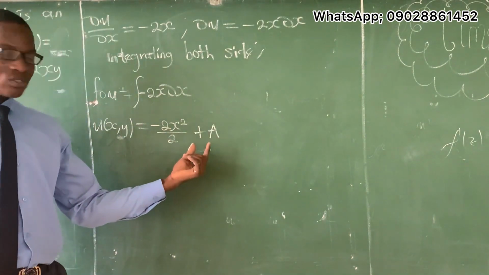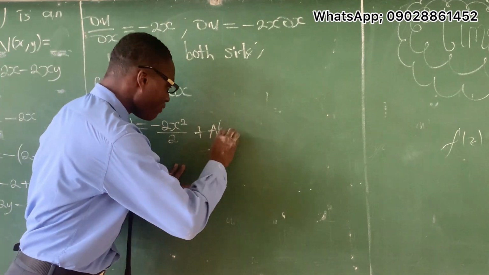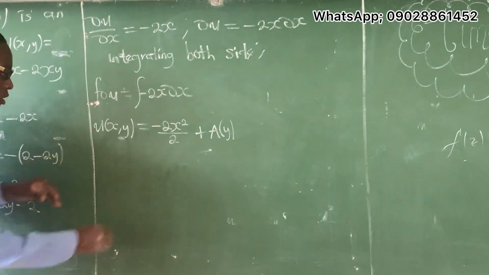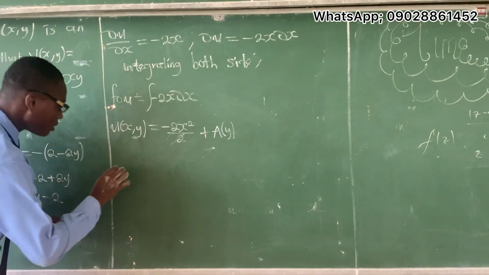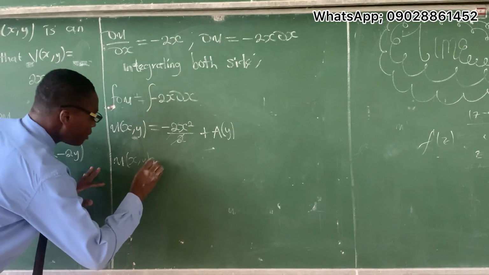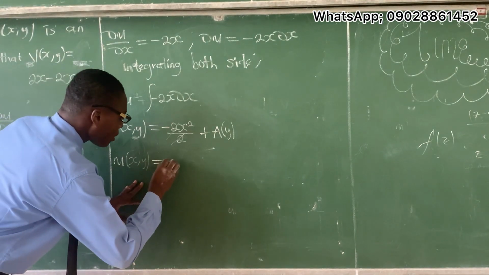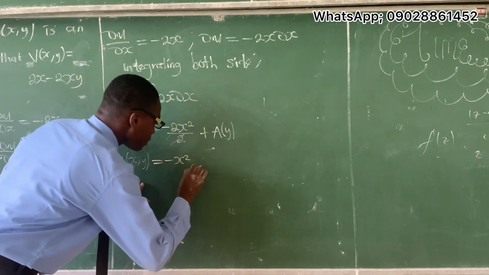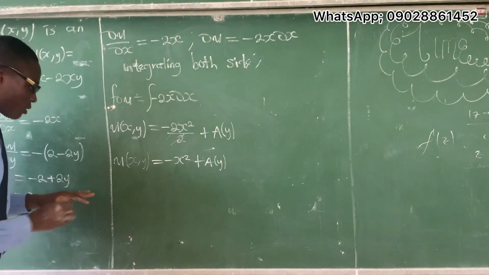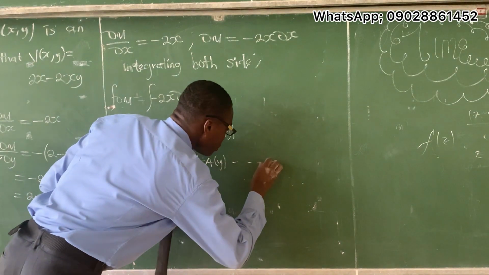I use a as the constant, but the constant must be a function of y, because y is treated as constant. So 2 we cancel out 2. This implies that u of x and y is equal to minus x squared plus a of y. Call this equation 1.